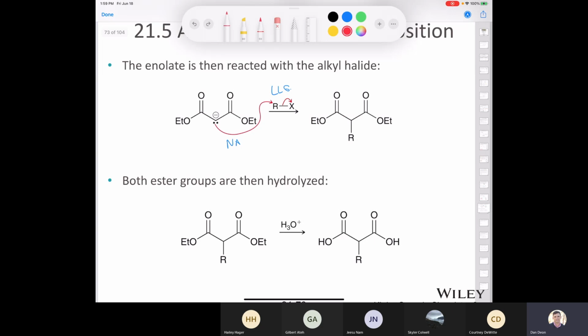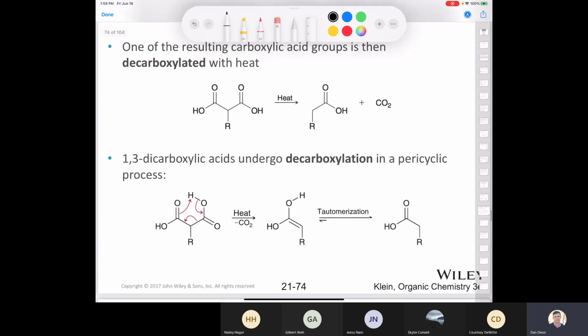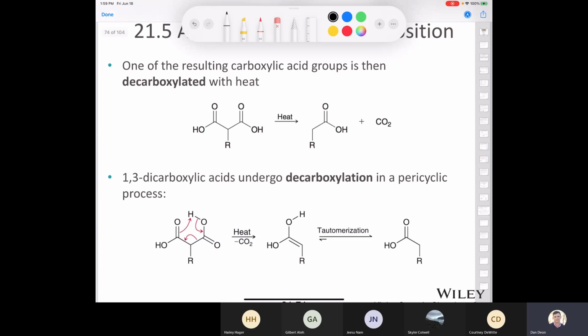Now check this out. If you treat this compound, redrawn here, with acid, and it doesn't say anything about heat, but let's say you heat it up a little bit, you're going to hydrolyze both of those esters to a dicarboxylic acid. But this is unstable. It falls apart, and the way it falls apart is that you end up losing one of the carboxyls. It just goes away in this very cool cyclic mechanism down here. I'm not going to ask you the mechanism, but it's not a very difficult mechanism.